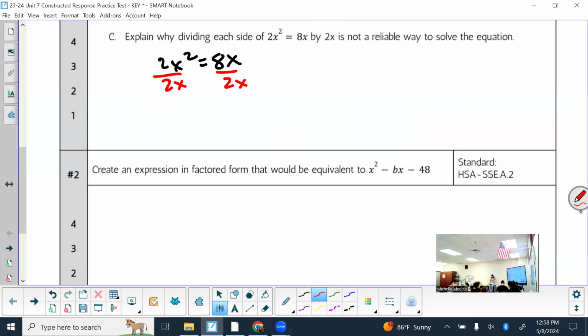So then for what cancels out, if you have the same thing on top and bottom of a fraction, it'll cancel. So like 2 over 2 cancels to 1. Over here, this x over x cancels, and you can simplify the rest. What's x squared divided by x? Plus 8 divided by 2. So that gives me a solution. Why is that not a reliable way? Riley?